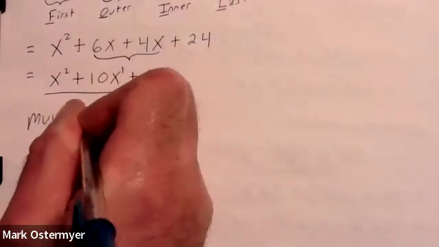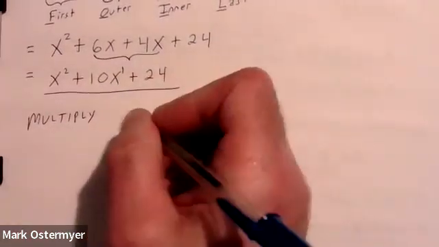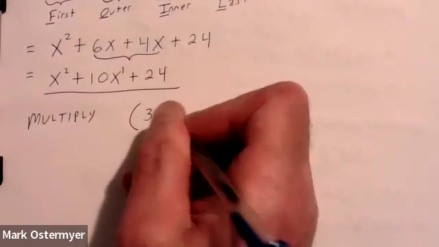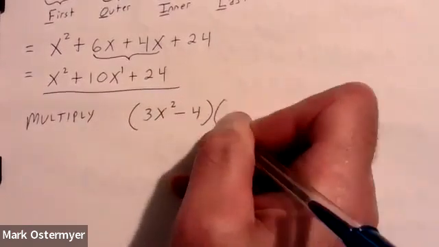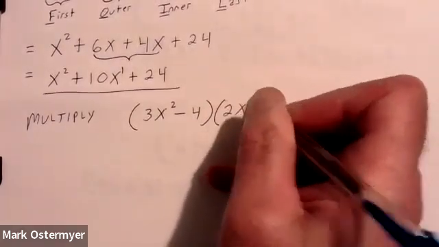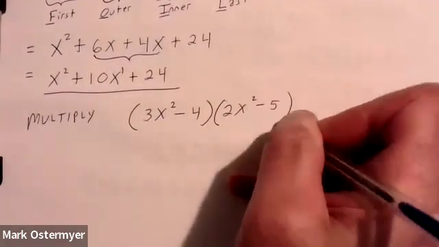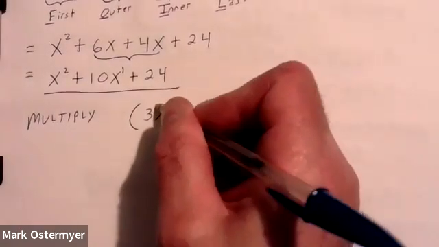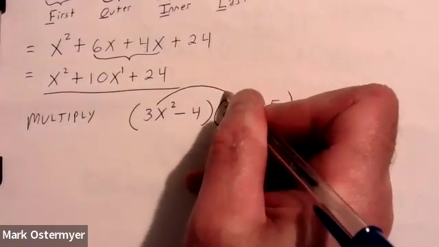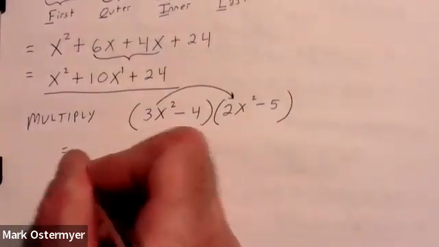So the instructions might say multiply or simplify. And we will try 3x squared minus 4. And we're going to try to multiply this by 2x squared minus 5. So we're going to try to multiply these two binomials together here. All right, to do so, we're going to use our FOIL algorithm again. So I'm going to multiply my first terms together. 3x squared will get multiplied by 2x squared.